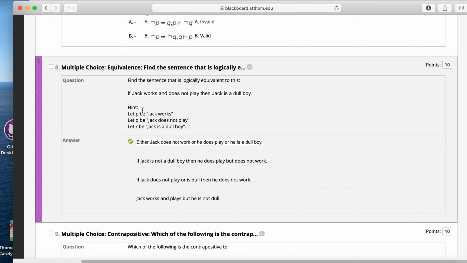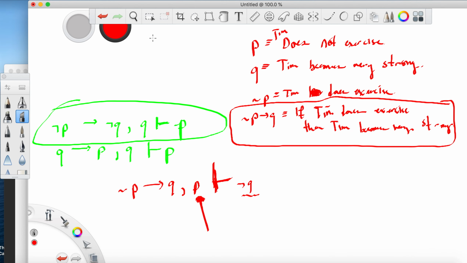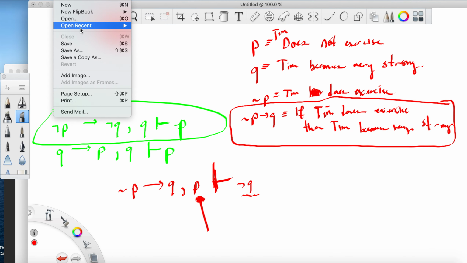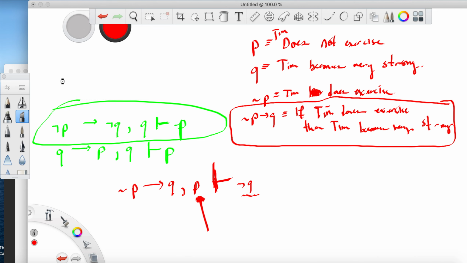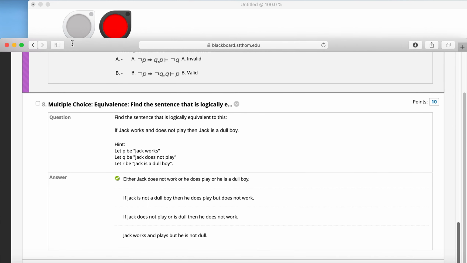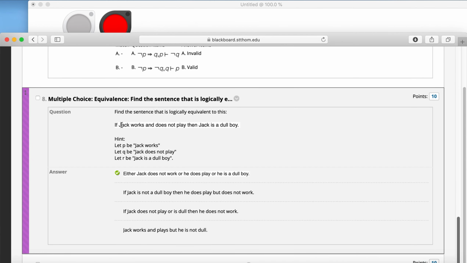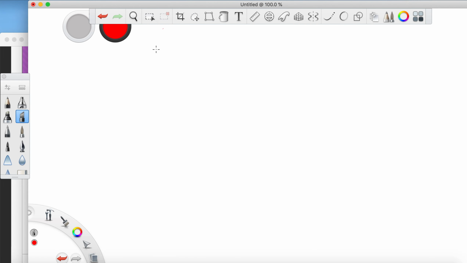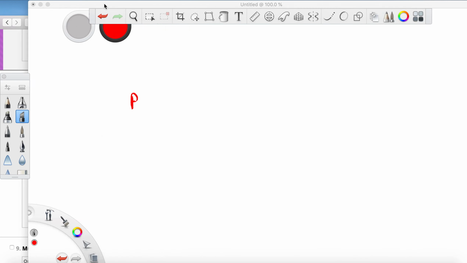Okay, so question 8. If Jack works and does not play, then Jack is a dull boy. And the hint was to convert that statement into a logical statement using P, Q, and R. So Jack works would be P.